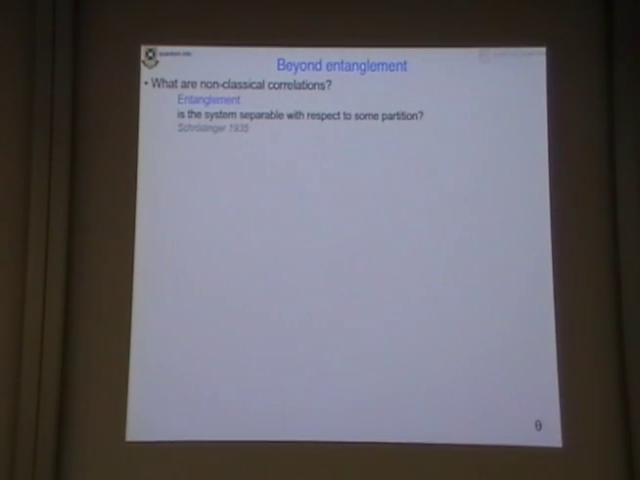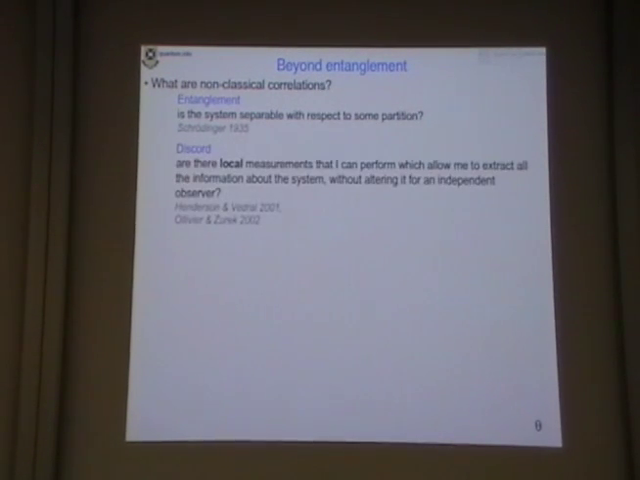So Schrödinger in 1935 said, look, entanglement is the following mathematical definition, and he defined it as an answer to the question, is the system separable with respect to some partition? That's a very mathematical definition. It's not a very physical or intuitive definition. Early in the noughties, people came up with a more physicsy type approach, something called the discord, which is if we have a pair of entangled particles, you have one and I have one, are there local measurements that I can perform on my entangled particle that would allow me to extract all the information about your entangled particle without altering what you have.